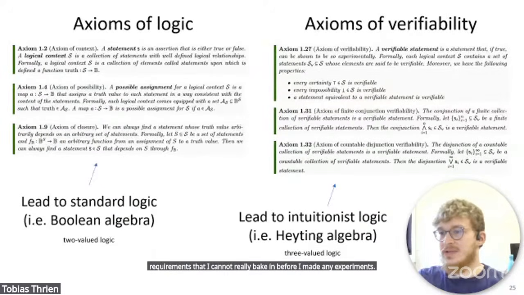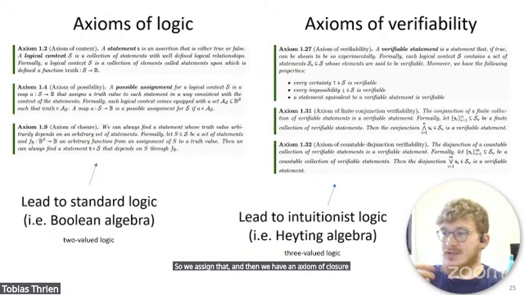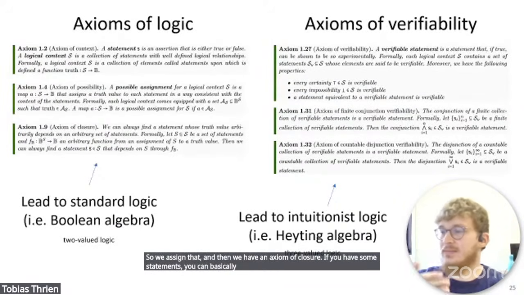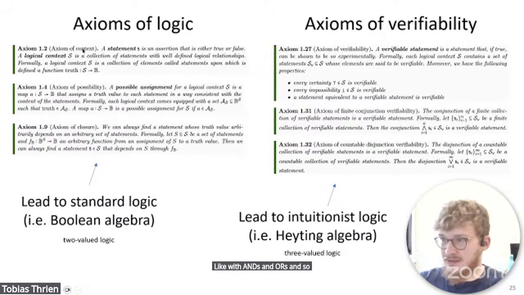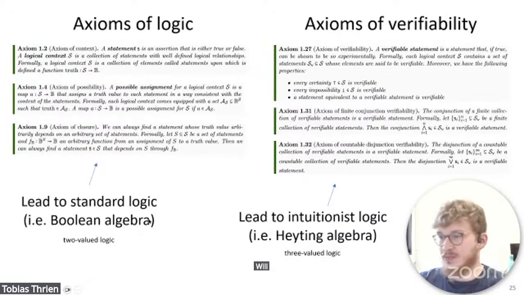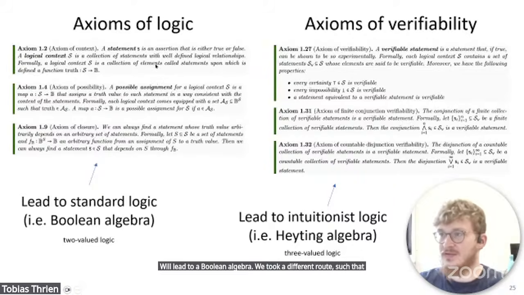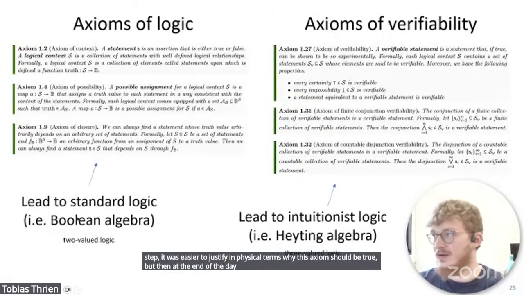So we assign that, and then we have an axiom of closure. If you have some statements, you can combine them with ands and ors and so on. And at the end of the day, all of these axioms will lead to a Boolean algebra. We took a different route such that at each step it was easier to justify in physical terms why these axioms should be true. But then at the end of the day, we arrive at a well-known mathematical structure.